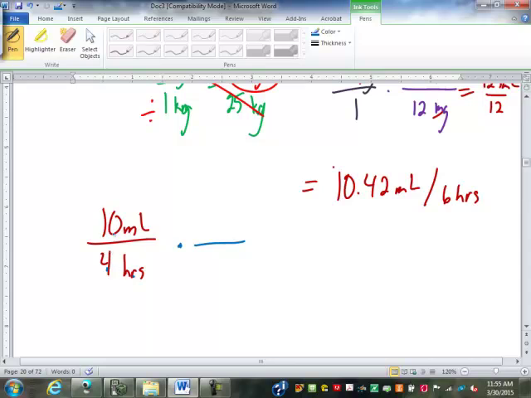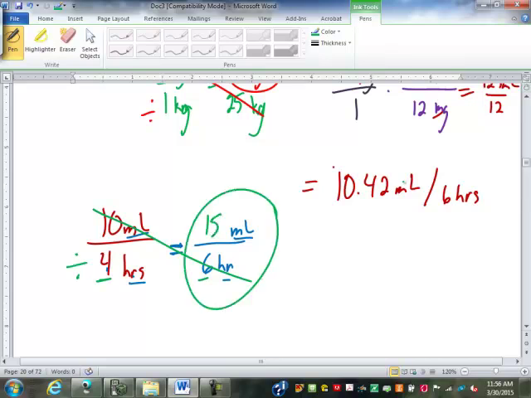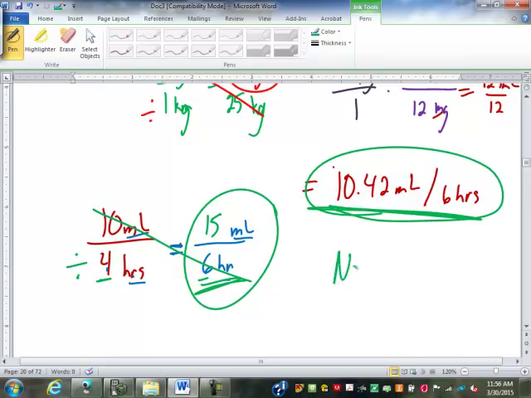So if this is 10 milliliters per 4 hours, how much would it be per 6 hours? Well, we're going to do that as a proportion. We're not going to change the labels, I should say. It'll still be milliliters and hours going to milliliters and hours, but we're changing the numbers, going from 4 hours to 6. You cross multiply and divide, this becomes 15 milliliters every 6 hours. So what the doctor has recommended to us is the equivalent of 15 milliliters every 6 hours. Safe dosage is no more than 10.42 milliliters every 6 hours. This is not a safe dose.